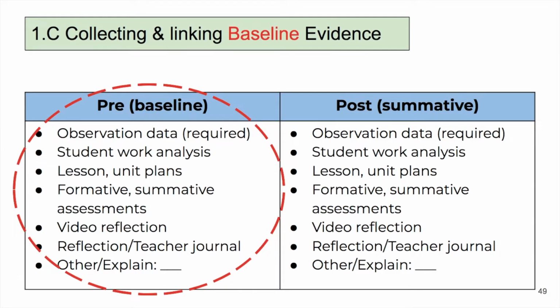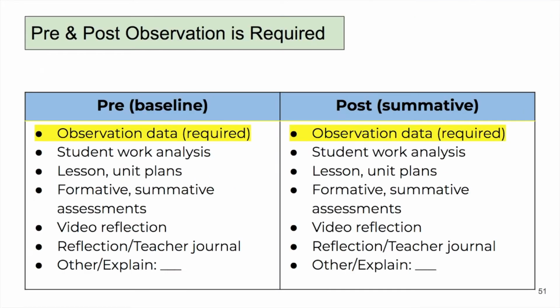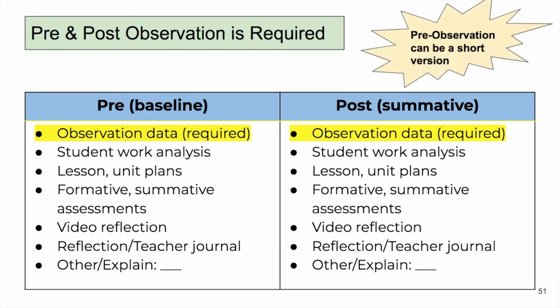You want to collect evidence at the beginning of the cycle, which will act as a baseline. This is labeled pre or baseline. You may have linked the same evidence in 1A, in which case you may link the same ones in 1C if applicable. In other words, it's okay to double dip. A baseline observation and a summative observation is required. Even if it might not be the best evidence for the goal, it is still required. However, the pre-observation can be an informal short version.